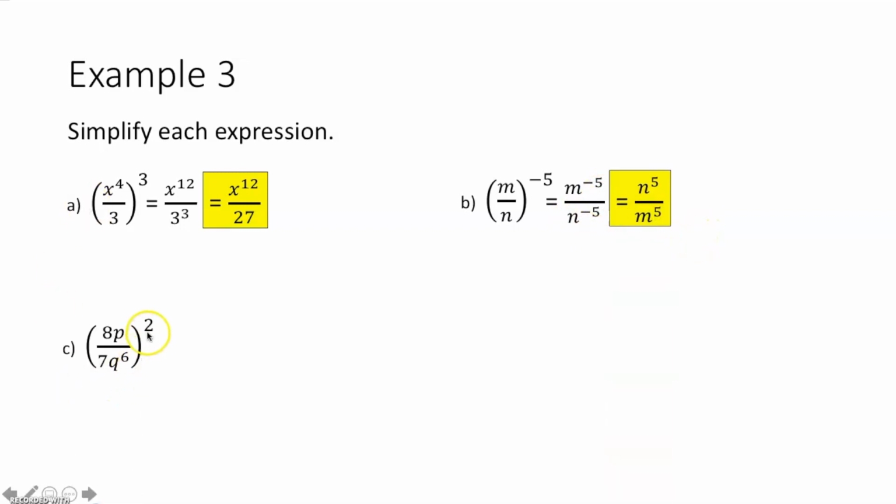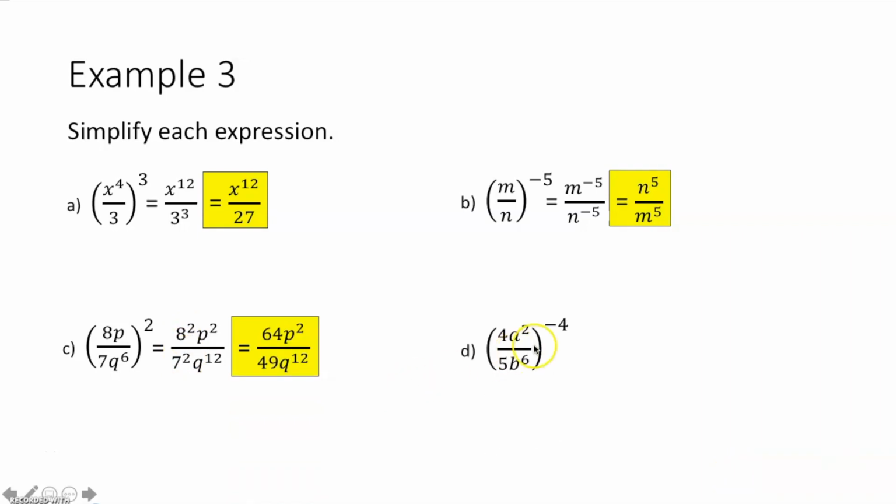Here, again, we raise the numerator to this power and the denominator to this power. So in our numerator we get 8 squared p squared. And in the denominator, we get 7 squared q to the 12th, because if you're raising this whole thing to the second power, a power to a power, you have to multiply those. Now we just simplify. What's 8 squared? That's 64. What's 7 squared? That's 49.